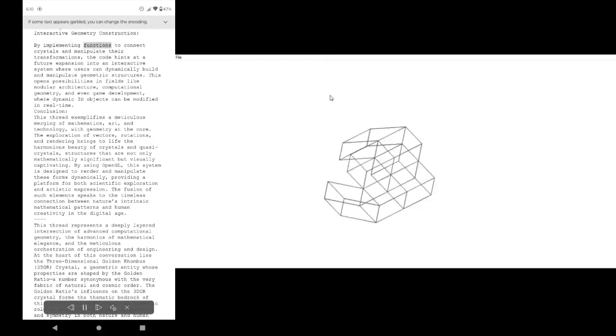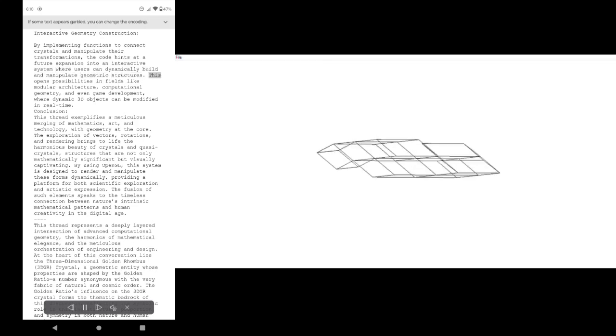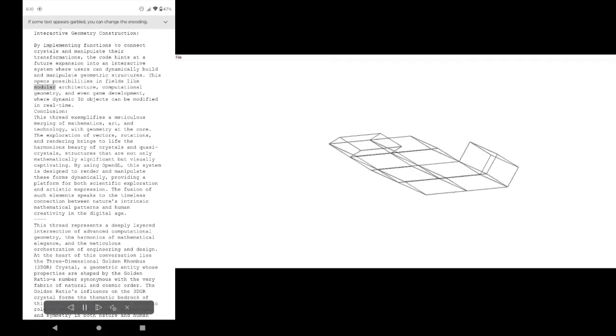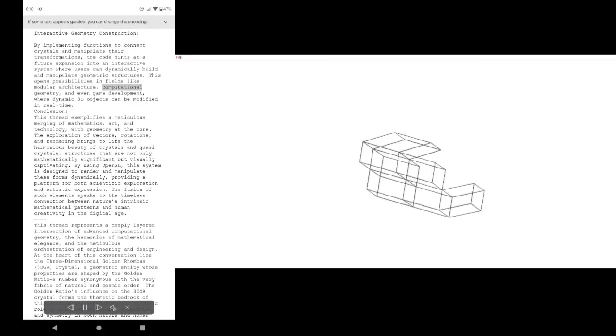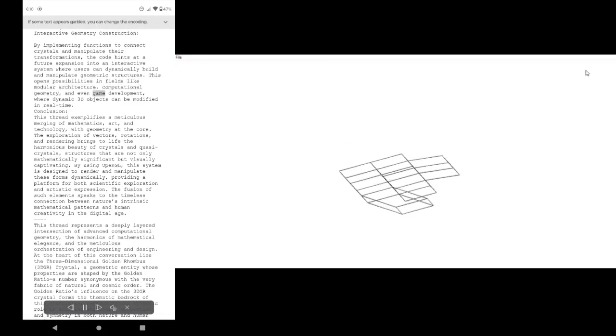Interactive geometry construction. By implementing functions to connect crystals and manipulate their transformations, the code hints at a future expansion into an interactive system where users can dynamically build and manipulate geometric structures. This opens possibilities in fields like modular architecture, computational geometry, and even game development, where dynamic 3D objects can be modified in real time.